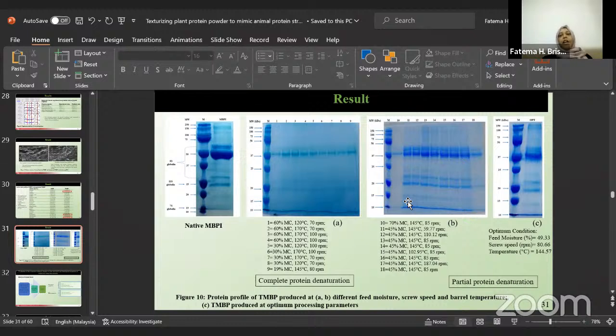We found again that our optimized condition is much more gentle, and it is comparable with the native or unprocessed mung bean protein isolate. So native protein is always better, but for food product development, we cannot go for an unprocessed protein sample, right? At the end, we have to make our desired food product, so we must go through processing. However, we want a gentle processing condition that is gentle on the structure.